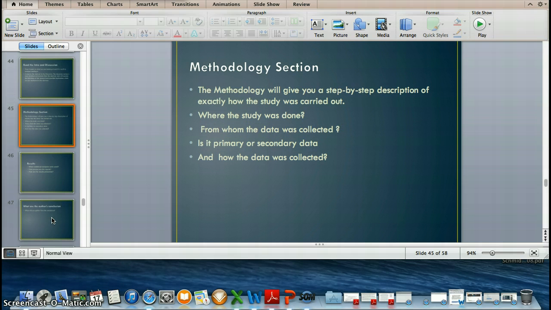Then you're going to look at the methodology section, okay? Methodology section. This will give you a step-by-step description of exactly how the study was carried out. Where was the study done?